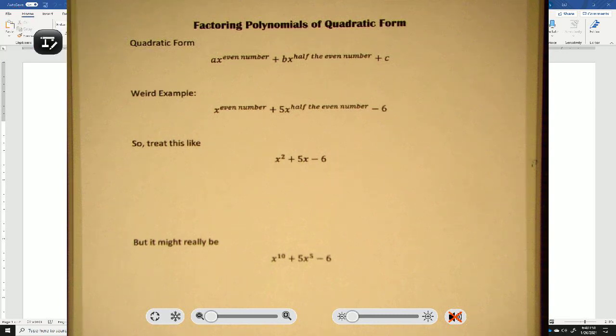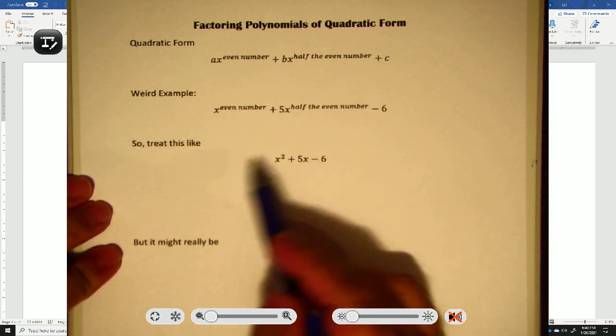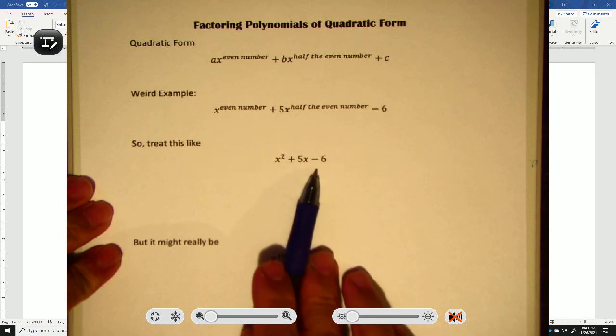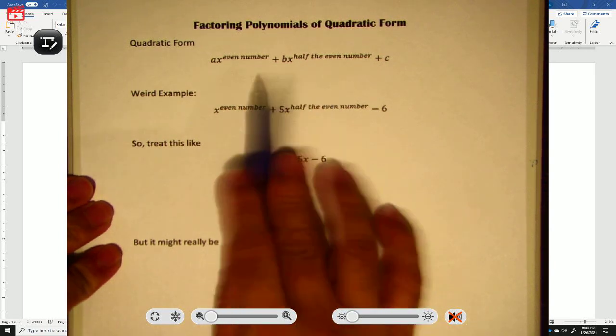Factoring polynomials of quadratic form. I want you to notice something here. First, I want you to think of this. This is what you're used to factoring. This is a quadratic trinomial. And what I'm doing is changing the form a little bit, right?